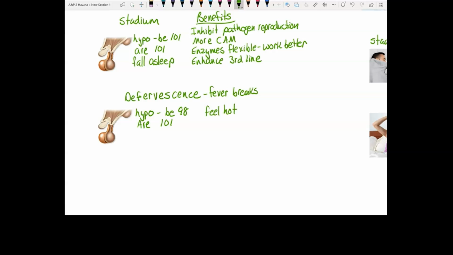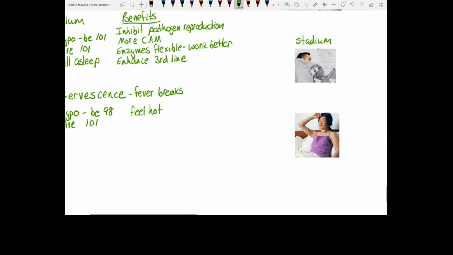Now you have to bring your body temperature back down. So this is when you sweat. You're probably going to be flush because you dilate your blood vessels. And you wake up and you get rid of your blankets. You kick them off. So this is when you wake up all sweaty and hot and getting rid of all those blankets you bundled up in.